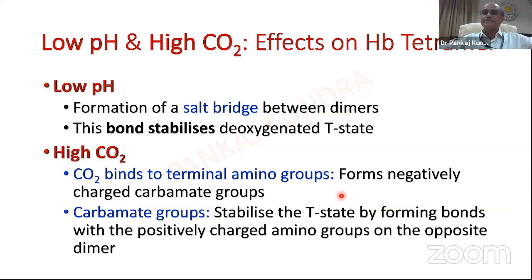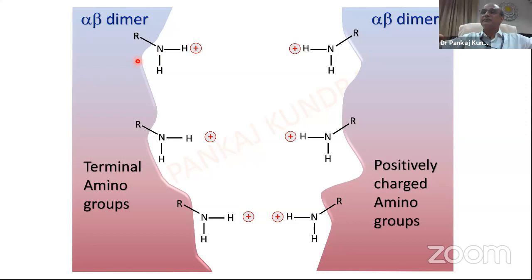These charged carbamate compounds then form bridges with the positively charged amino groups on the opposite side. And they again form bridges and stabilize the hemoglobin. How does it happen? Just what I told you. So this is the alpha beta dimer. This is the alpha beta dimer on the opposite side. Look, these are all positively charged amino groups. All of them are positively charged amino groups.